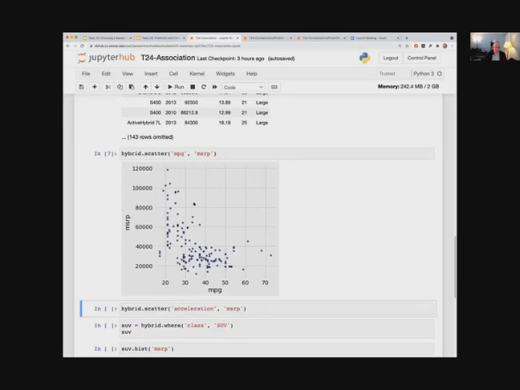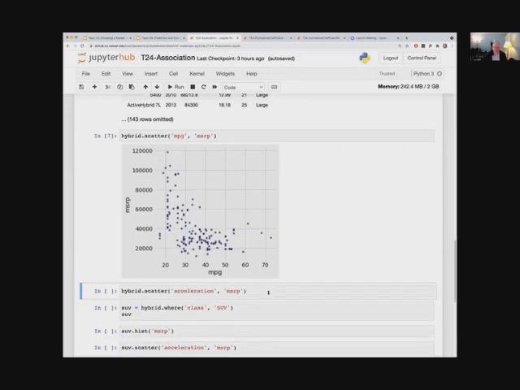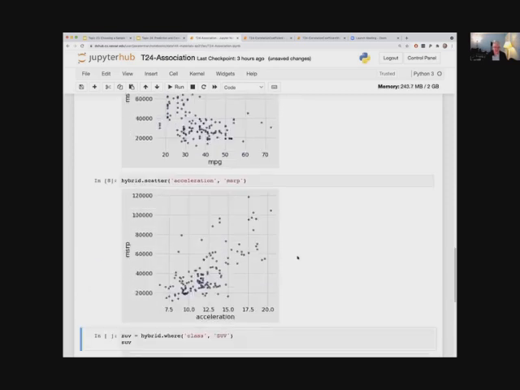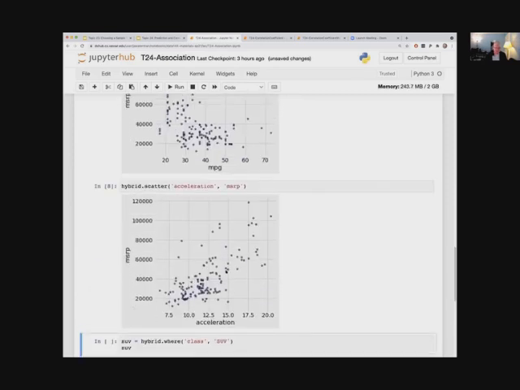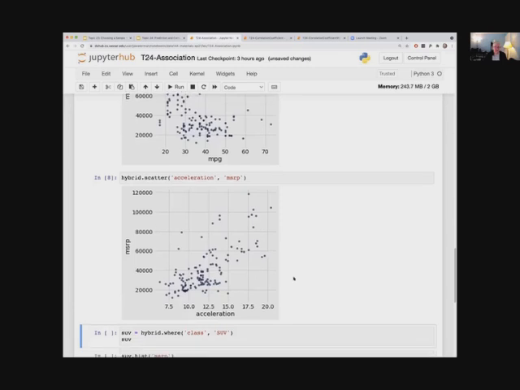But some of the more expensive cars typically have higher horsepower, and so they're going to be less fuel efficient. So maybe that explains some of that. But if we look at the acceleration and the MSRP, now we see a positive association. As the cars have more acceleration, they tend to be more expensive.